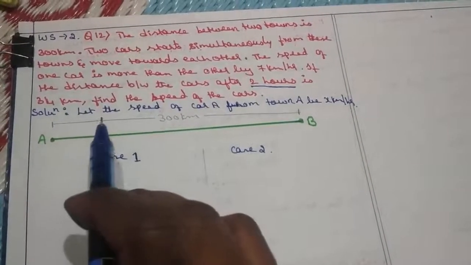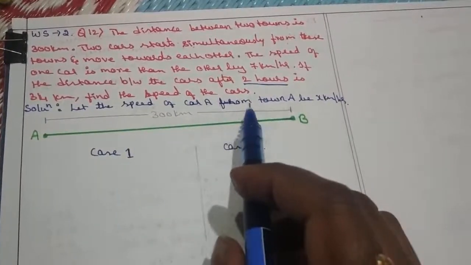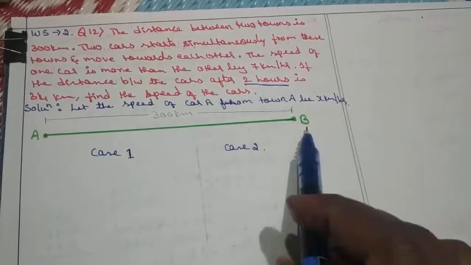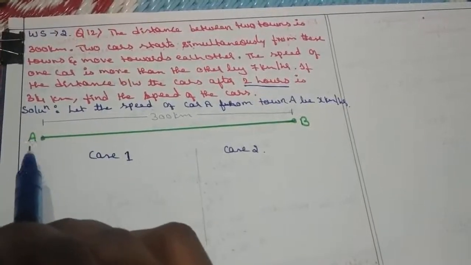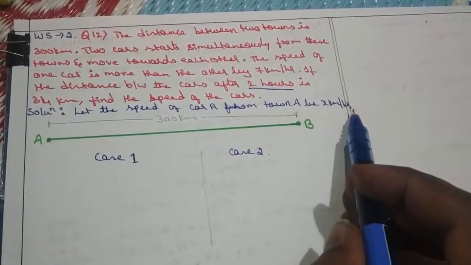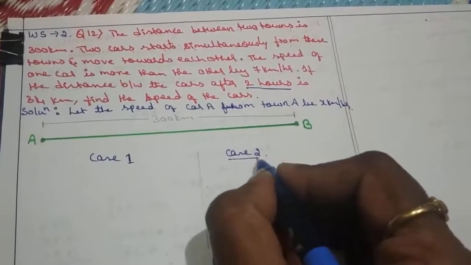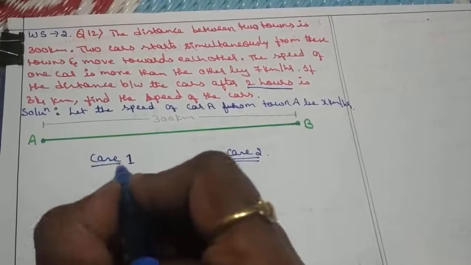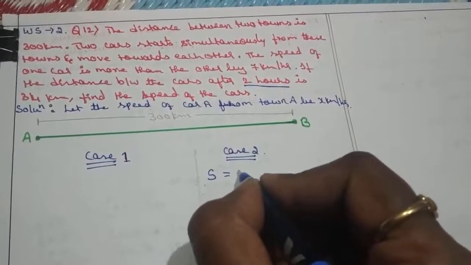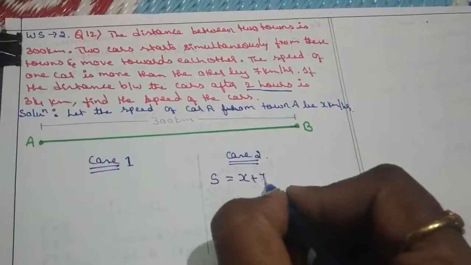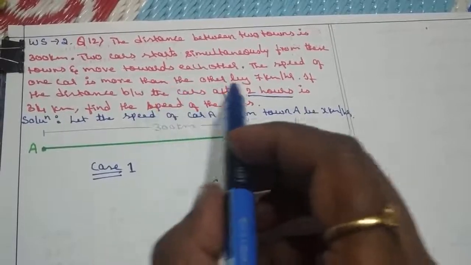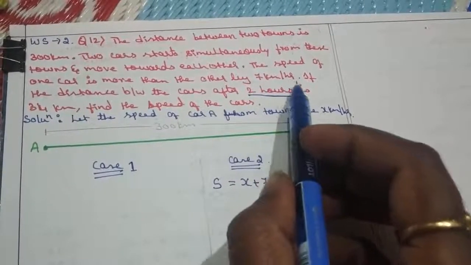So here are the two towns, town A and town B. Let the speed of car A from town A be x kilometer per hour, and the speed of car B from town B becomes x plus 7, because he told that the other car's speed is greater by 7 kilometer per hour.